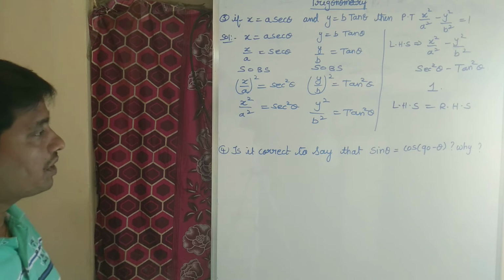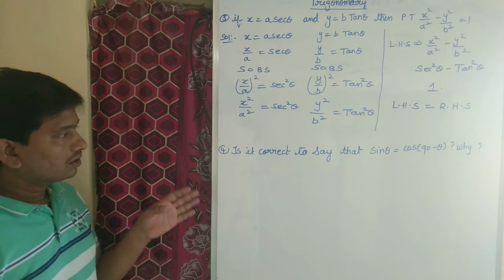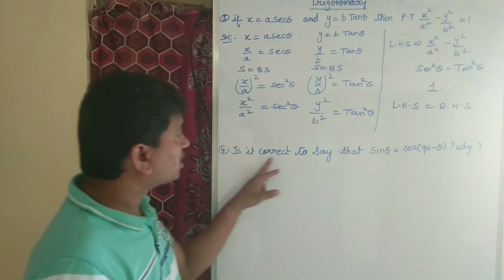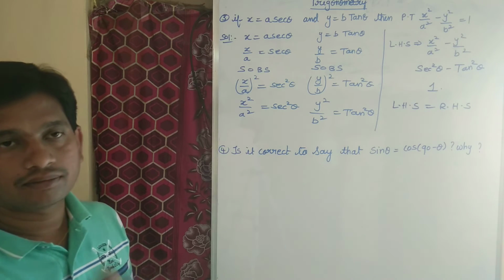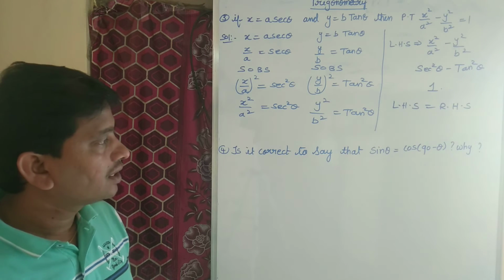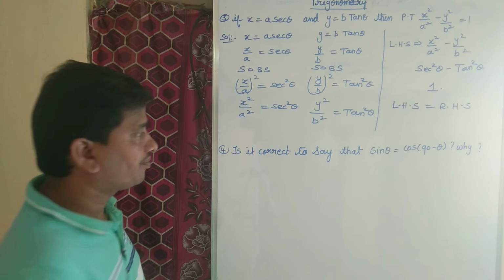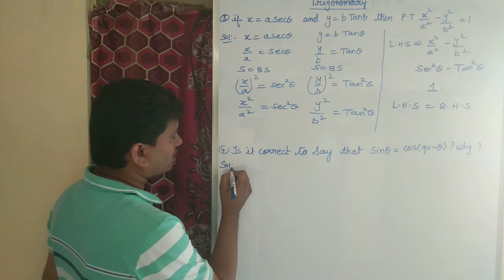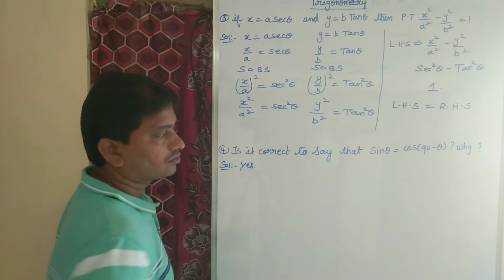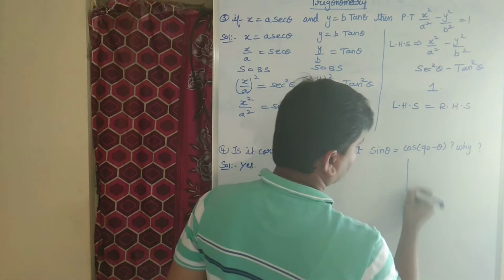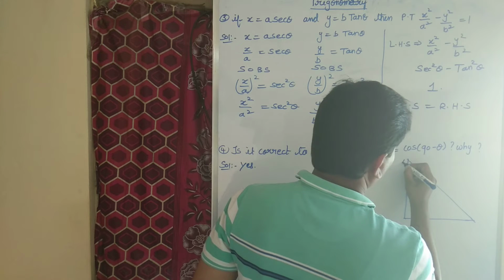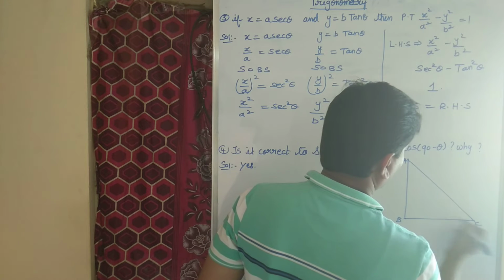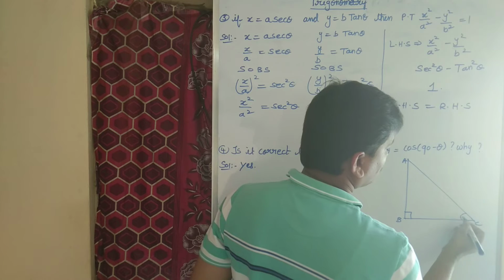Now coming to the next one, which is also one of the important topics. Is it correct to say that sin theta equals cos(90 minus theta)? Yes, of course. Actually the answer is yes. Why? Let me explain. This is our right angle triangle ABC, in which angle B is 90 degrees. Suppose that angle C equals theta.